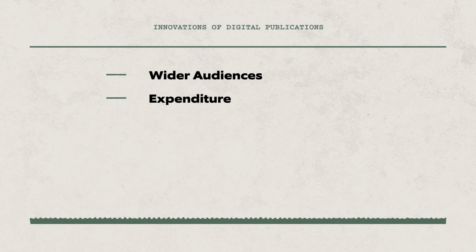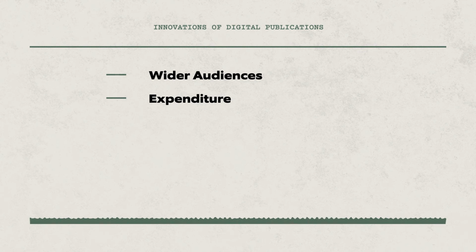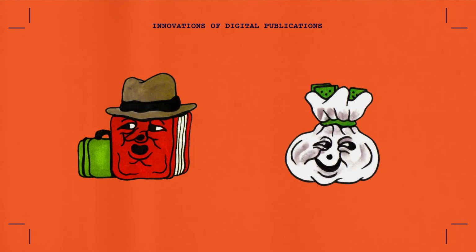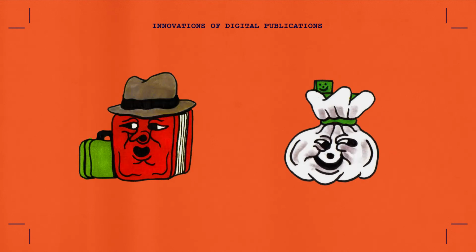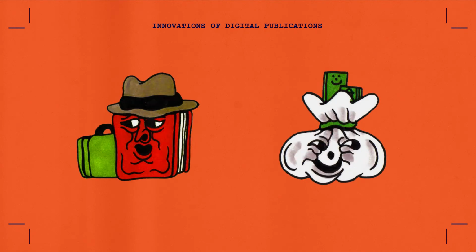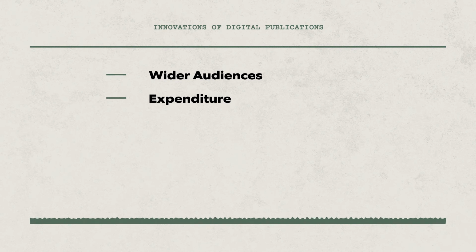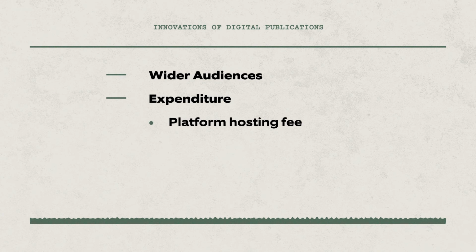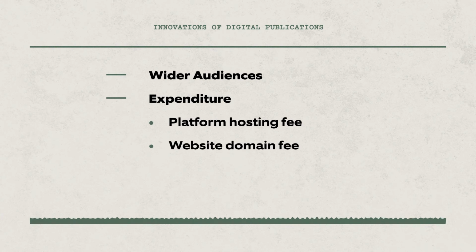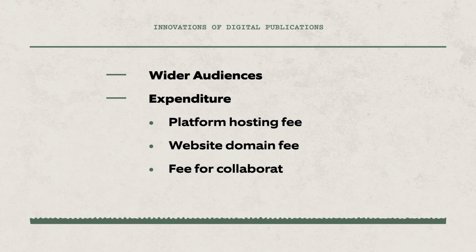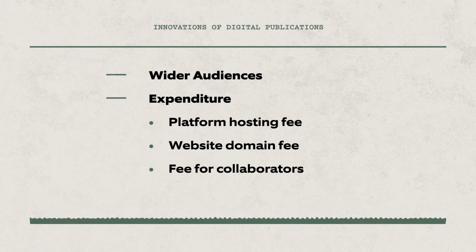Finally, it may help to manage your expenditure. While there are costs involved in the setting up of a digital publication, they may be lower than printing a physical book or staging a physical presentation. The running costs of web-based publications typically consist of platform hosting fee, website domain fee, which refers to the name of your website that you usually pay a monthly or annual fee to maintain, and fees for collaborators, such as website or graphic designers, writers, and other artists.